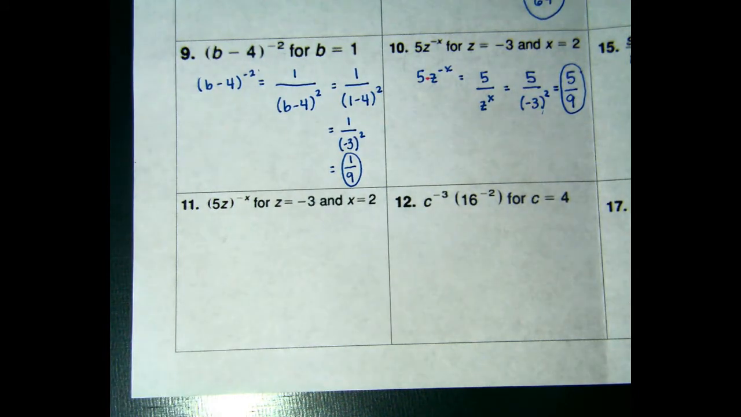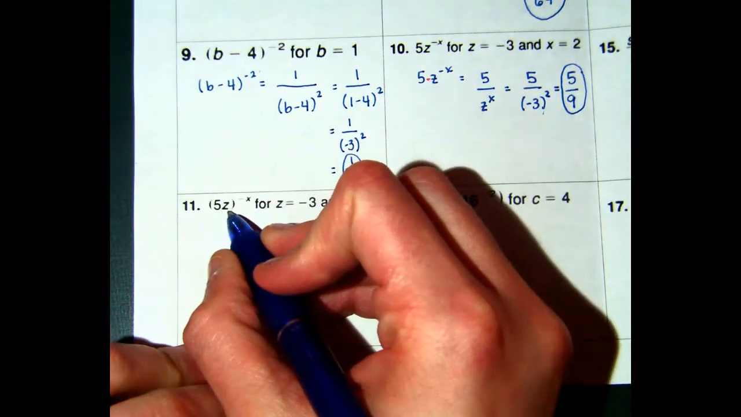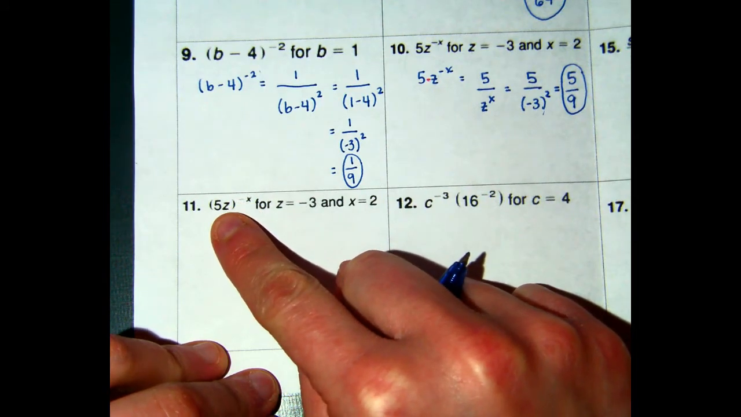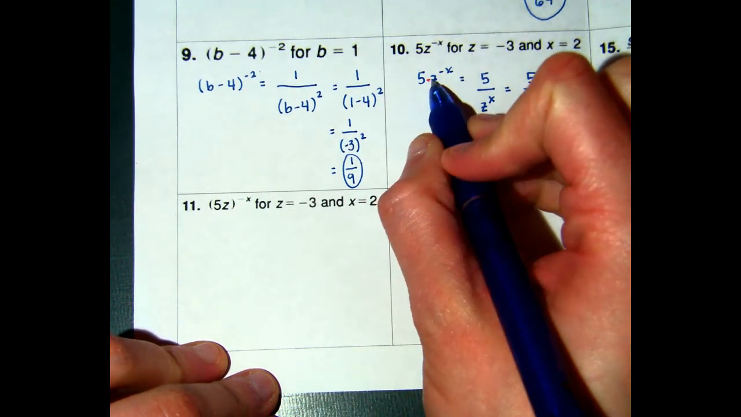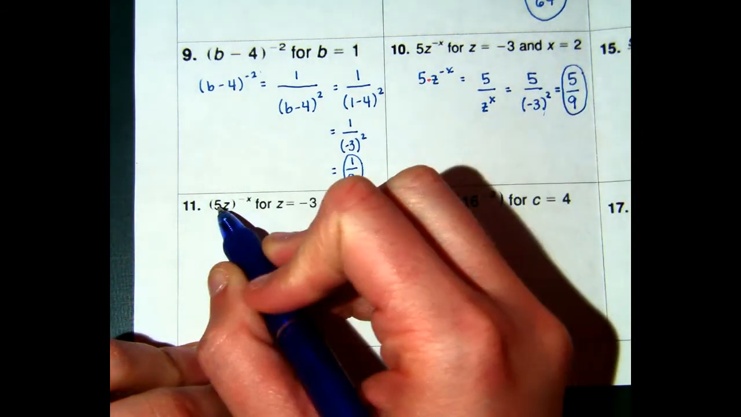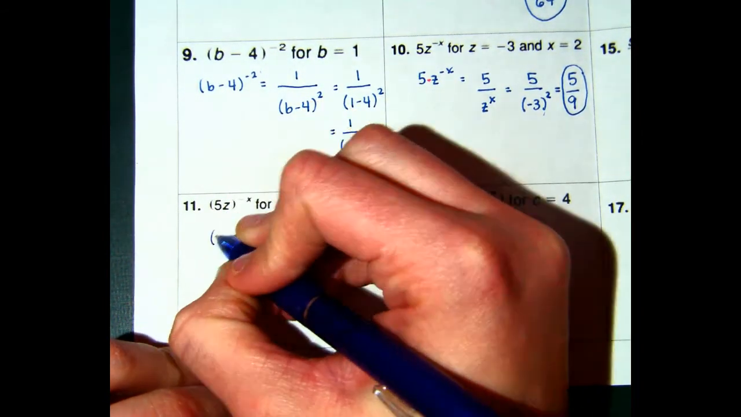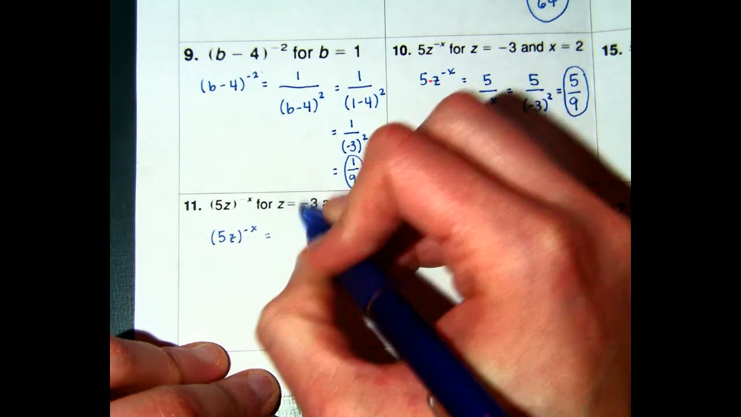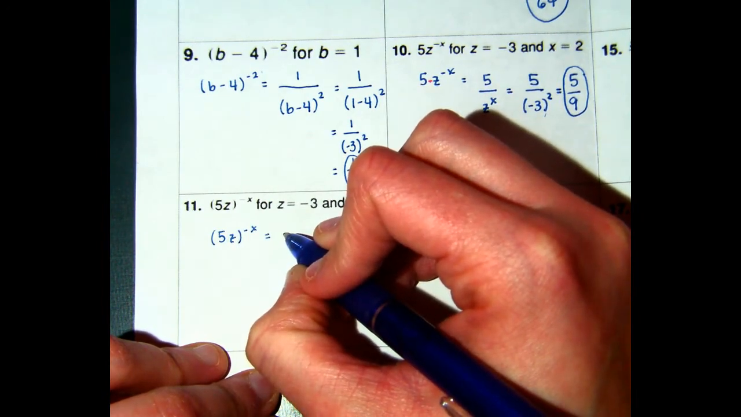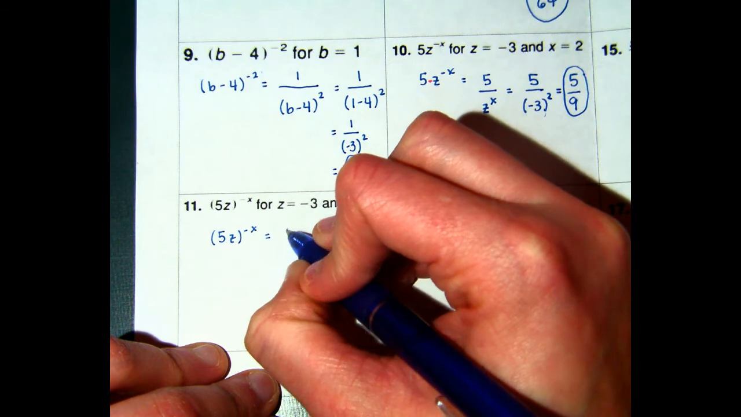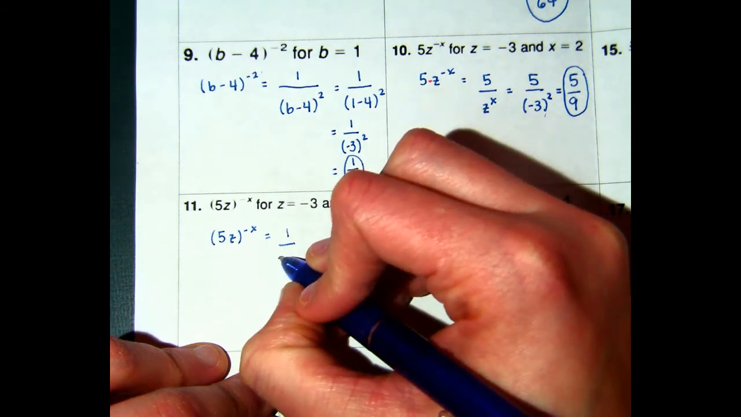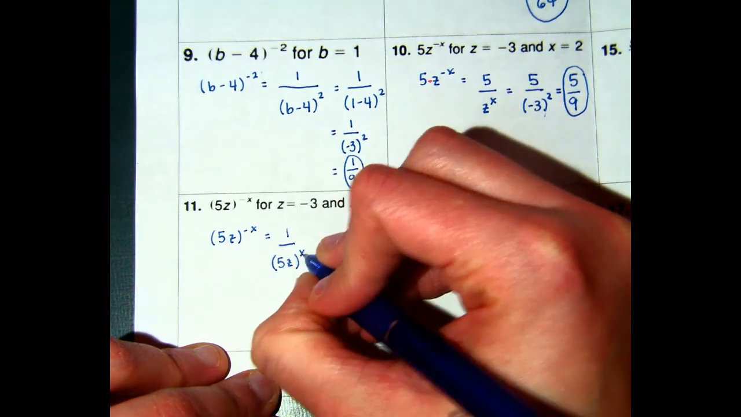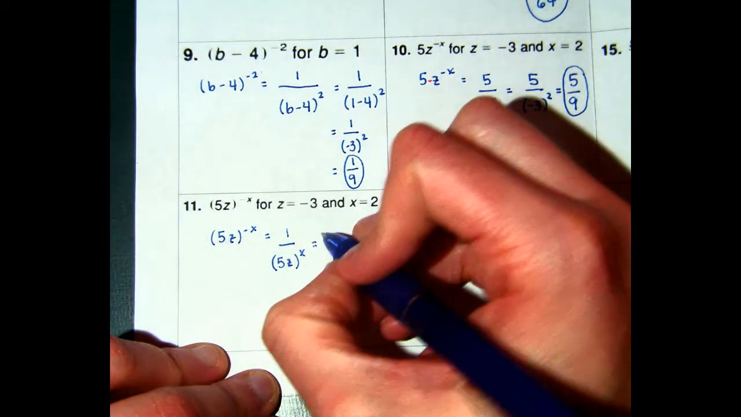Number 11. Since this is in parentheses, these are almost the exact same problem, except this is in parentheses. Having it in parentheses means we don't have the negative exponent only with z. We now have it with the entire piece here, which means when we move it, we have to move the entire expression there, the entire piece. So I have a 1 in the numerator and 5z in parentheses, because it's in parentheses, to the x in the denominator.